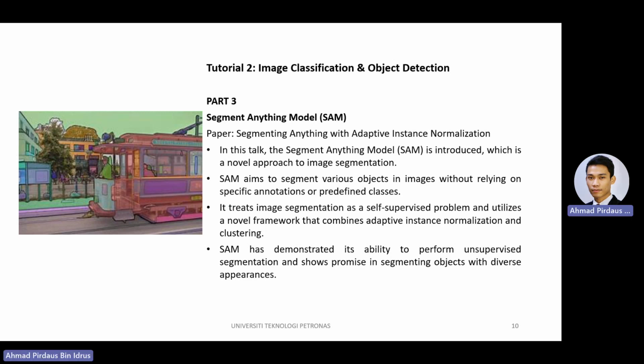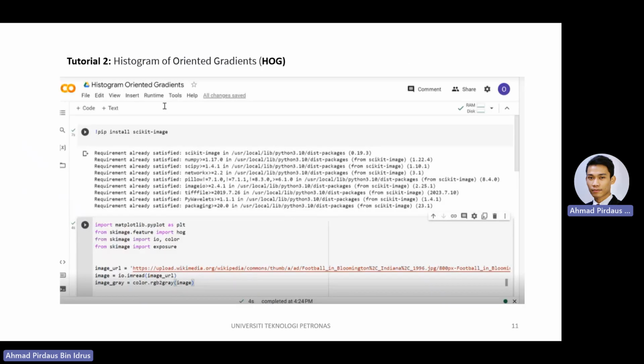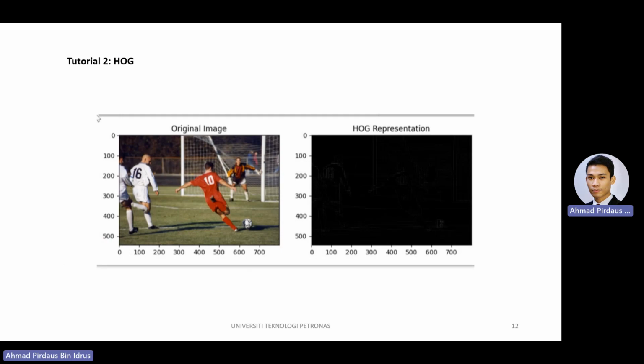Okay, that's it for image classification and object detection. That's the tutorial tool that we've done on this. Then we did the histogram of oriented gradients, HOG. This is the snapshot of it. You can watch this in a separate tutorial video that we have uploaded. This is the original image, and this is the histogram representation. I'm not sure whether you can see clearly on the screen, but here's the figure.